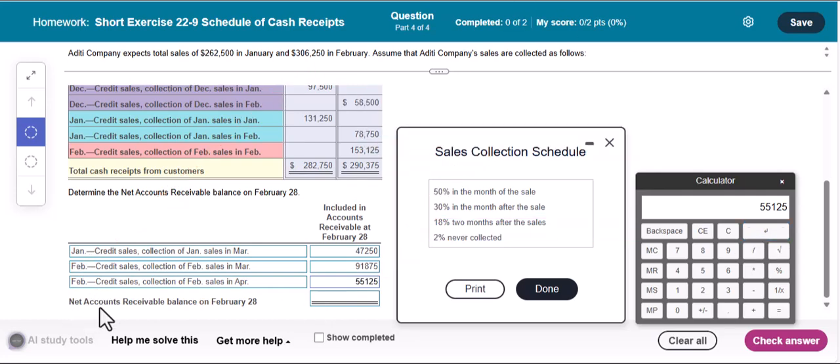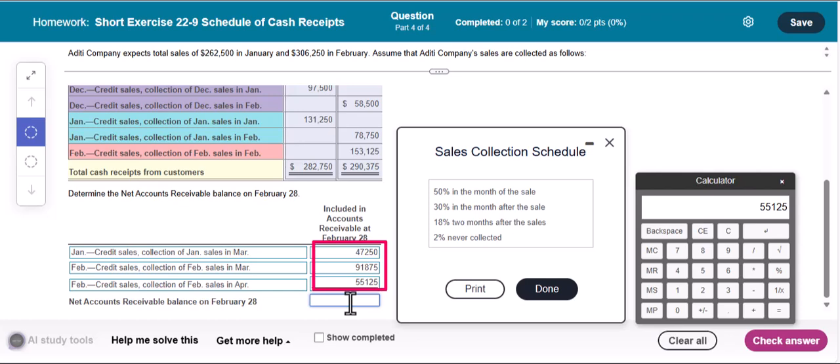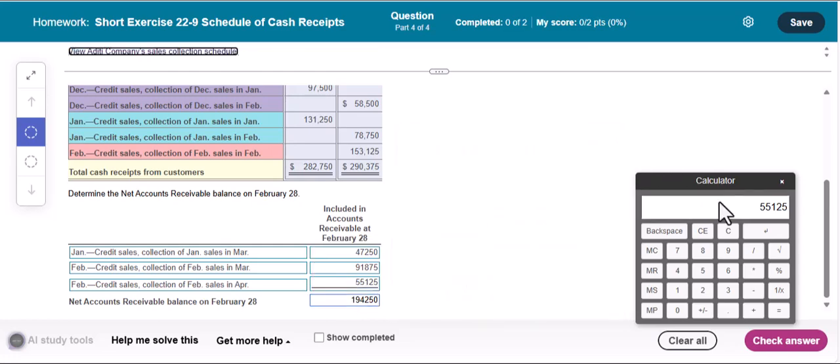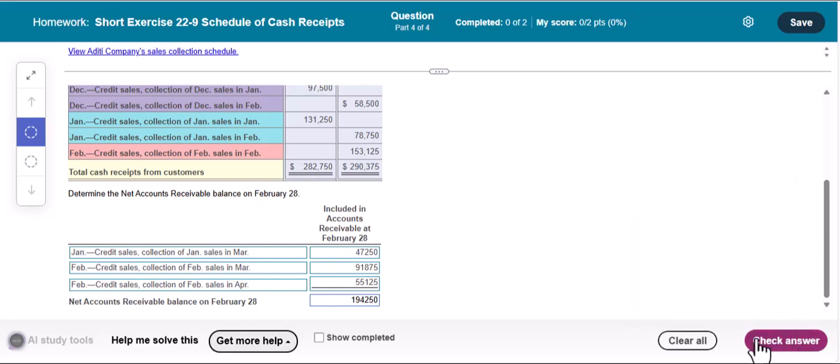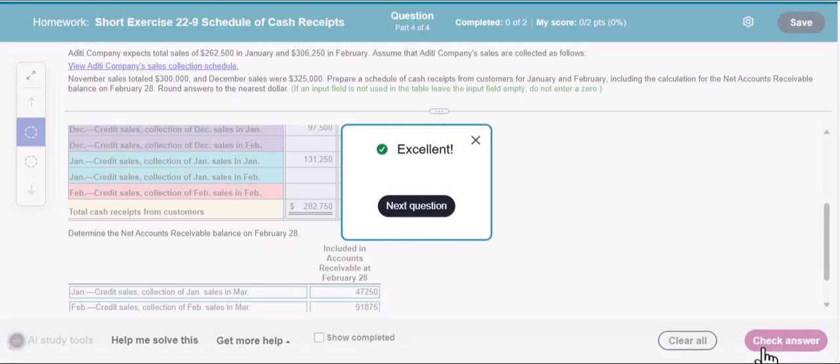And then we're going to add up our net accounts receivable balance on February 28th. So add these three here, and that is going to give us a total of 194,250. And we can go ahead and close out of our sales chart there, our calculator, and check our answer. Excellent.